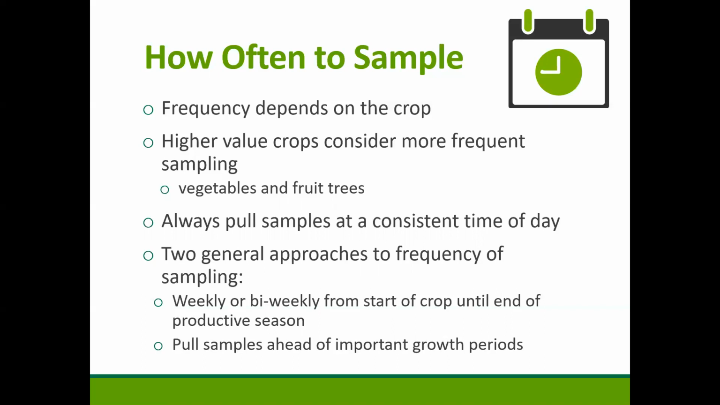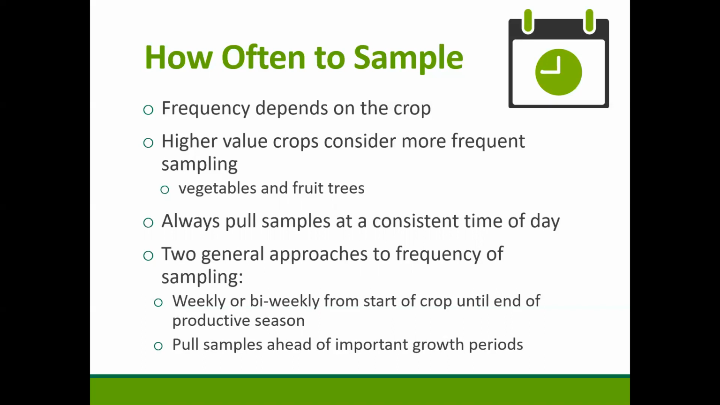And of course, we can extrapolate that into any crops as far as vegetables or anything else. A second option for sampling schedule would be to pull samples ahead of important growth periods. An example of this would be if we were talking about tomatoes, we would pull samples basically weekly or bi-weekly, but we would only start pulling them right around the first flower set.